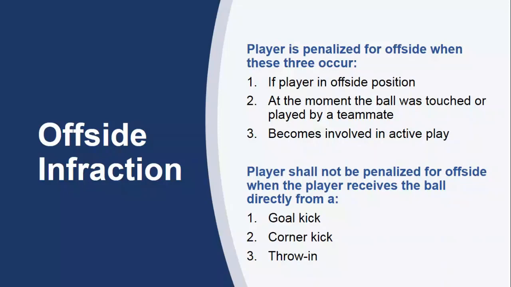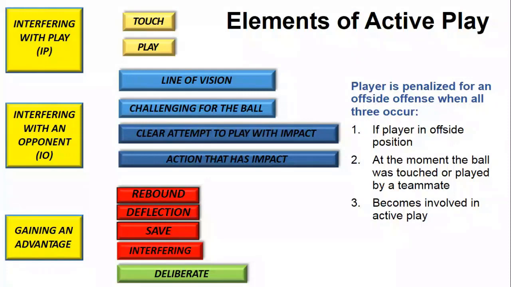So we talked about active play. Here are the elements of active play. The player in the offside position is interfering with play, interfering with an opponent, or gaining an advantage. What do those mean? Interfering with play is when they touch or play the ball. Interfering with an opponent deals with line of vision. Are they blocking the sight of the goalkeeper? Are they challenging the opponent for the ball? Are they clearly attempting to play the ball, with an impact that, whether there's a challenge or not, affected the ability of the opposing team to make a play? Gaining an advantage, we talk about a rebound off the goalkeeper or off the post, a deflection, so if a defender deflects it, or a deliberate save. And then the deliberate play is a separate thing we will talk about in a little bit.